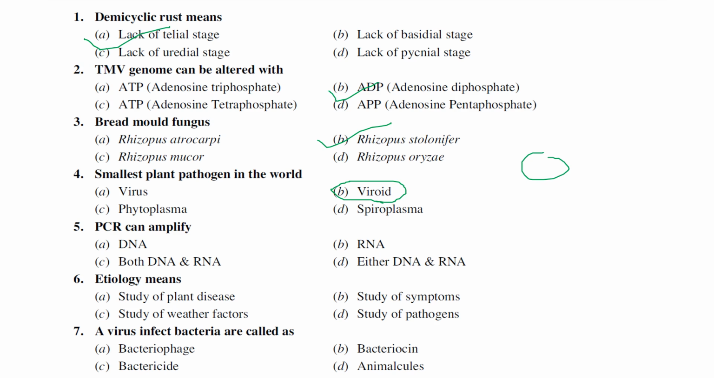Imagine this is the virus. So the viroid is this, like this. So the viroid is the smallest plant pathogen that has been reported so far.